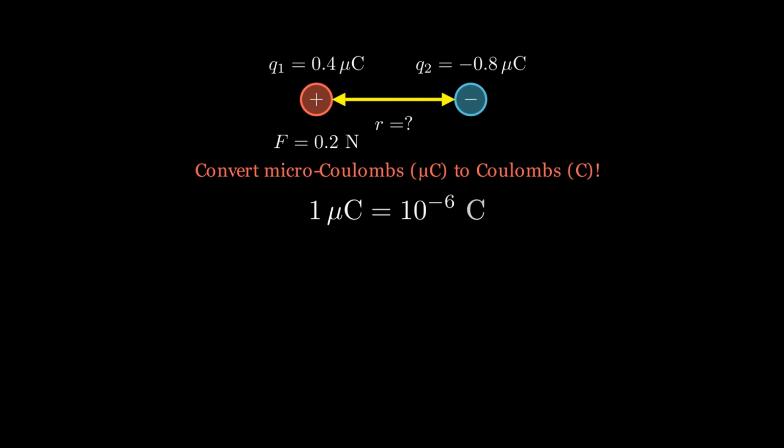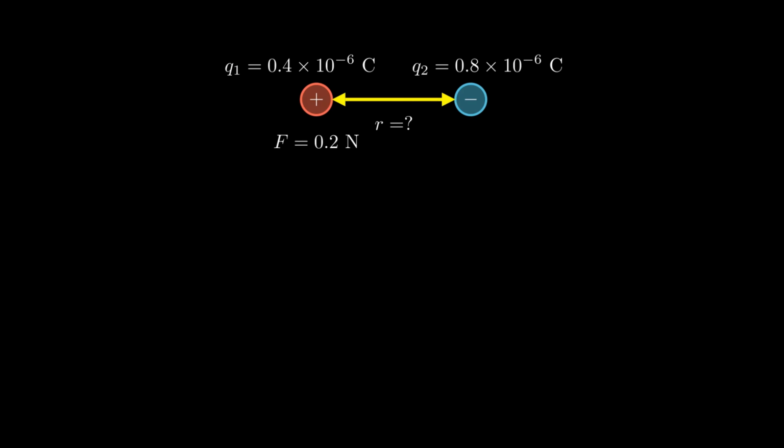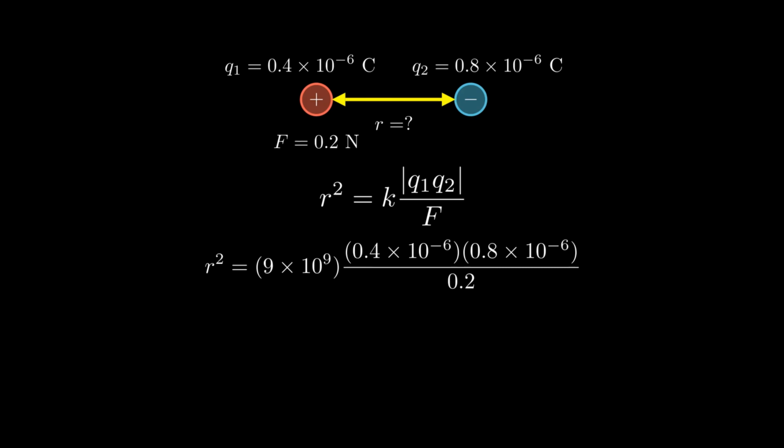So q1 is 0.4 times 10 to the power minus 6 and q2 is 0.8 times 10 to the power minus 6. We start with Coulomb's law. Since we want the distance, let's rearrange the formula before plugging in the numbers. Swap F and r squared. Now we have r squared equals K times q1 q2 divided by the force. Now it's time to plug in the values. K is 9 times 10 to the power 9.